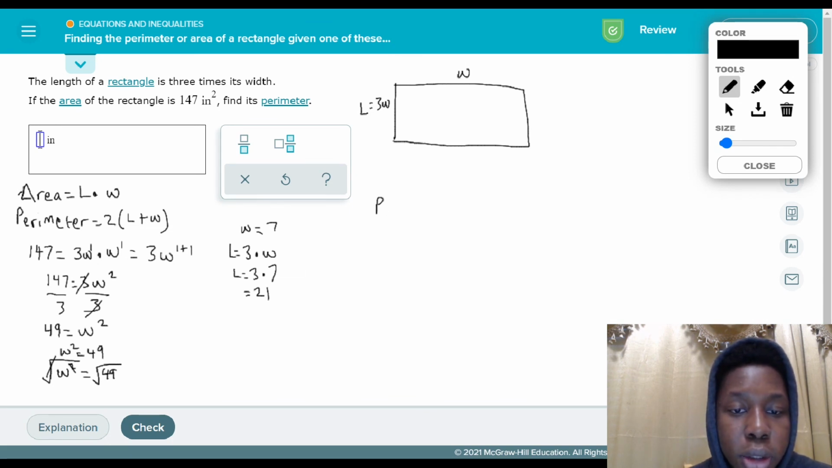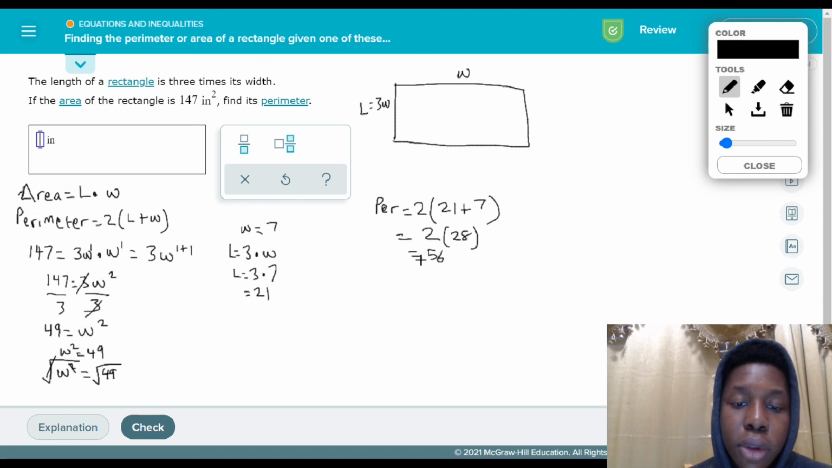So the perimeter equals 2 times L, in this case 21, plus the W here, which is 7. Next thing for us to do is to add the numbers in the bracket first before we do anything outside. So 21 plus 7 is 28, and 2 times 28 is 56. So the perimeter in this case will be 56 inches.